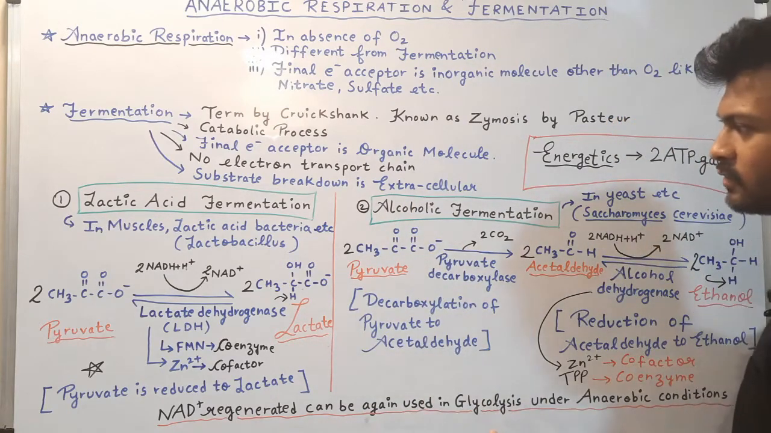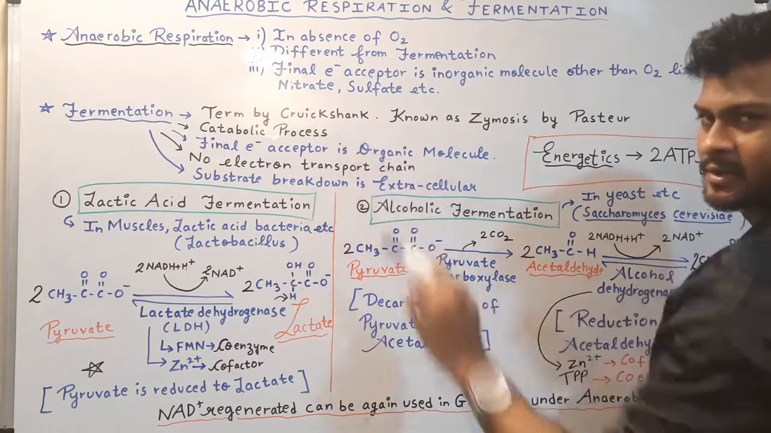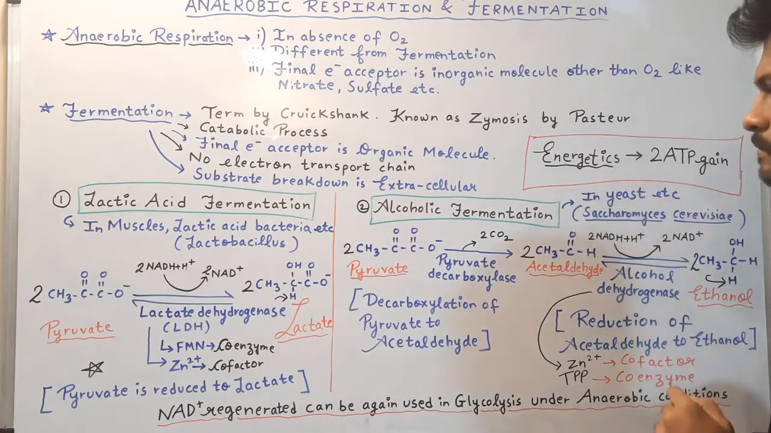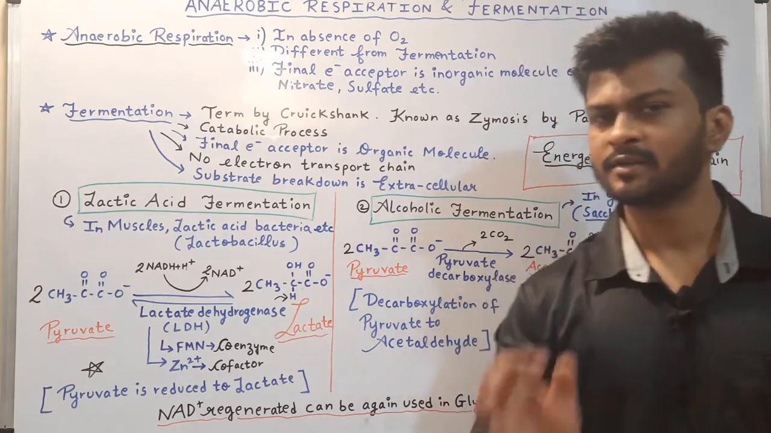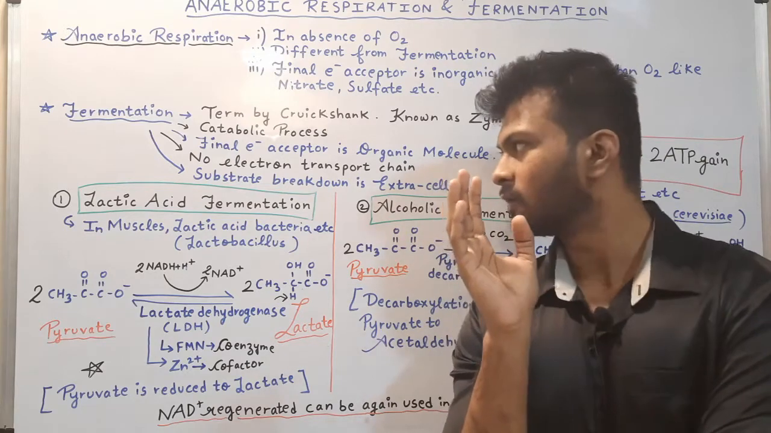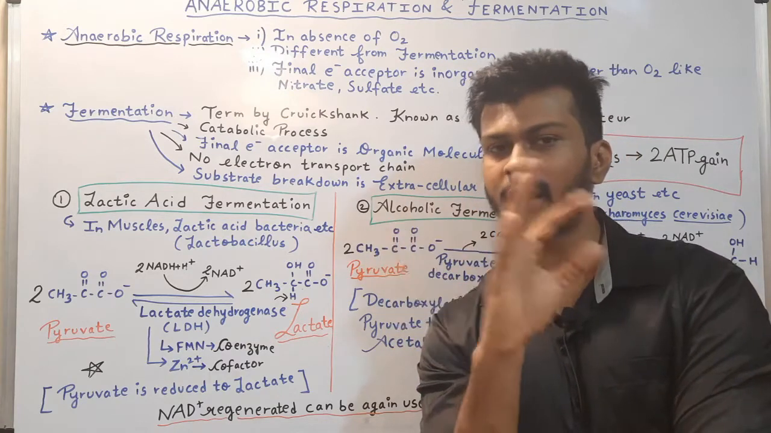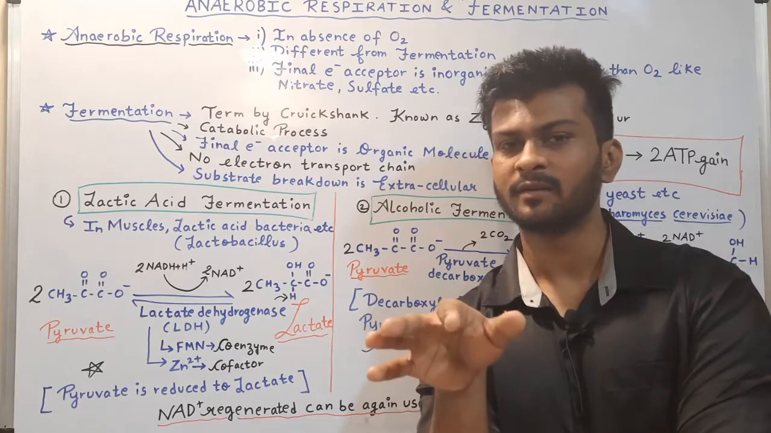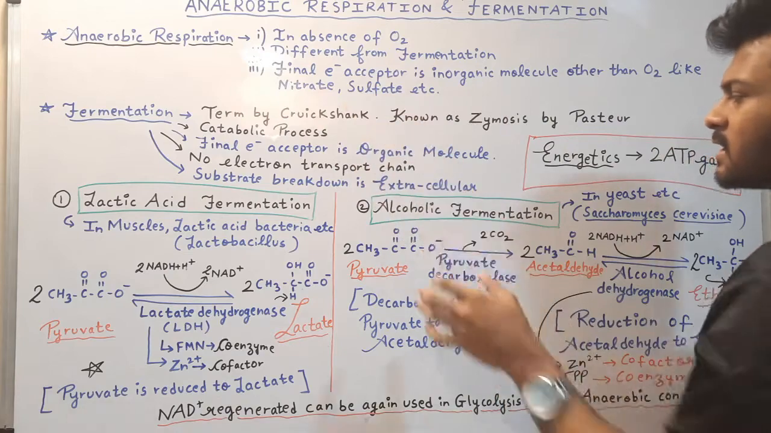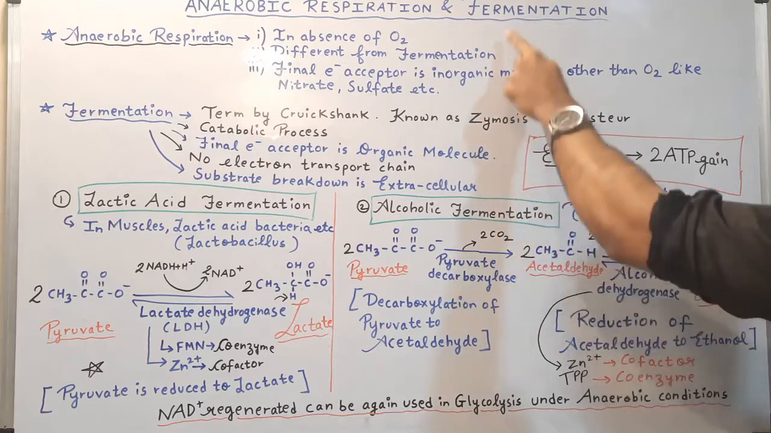And the substrate breakdown is extracellular. As it is catabolic process, the substrate will be broken down to produce final end product. In glycolysis, the substrate was glucose. Glucose was ultimately getting degraded into pyruvate, and glycolysis was taking place in cytosol, which means intracellular. Cytosol is in the cell, but in fermentation the substrate breakdown will be outside of the cell, that is extracellular. So a question can be asked from this statement also. So these are all important statements.